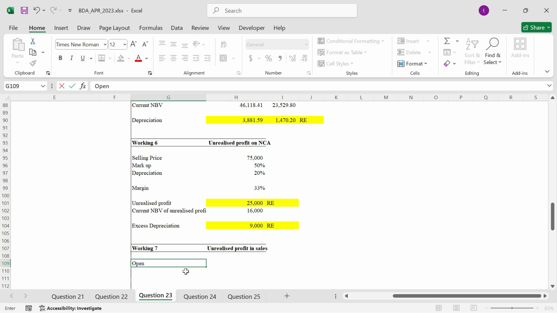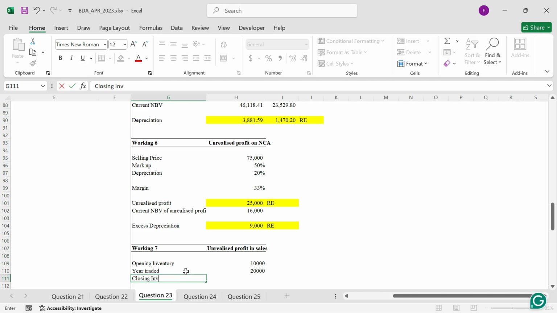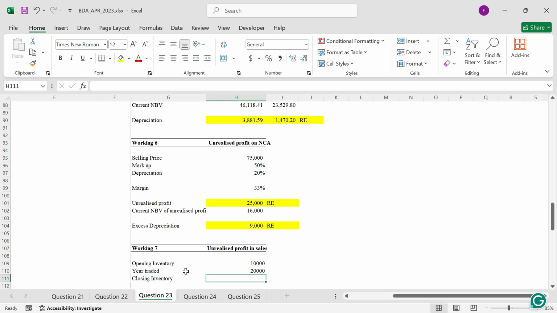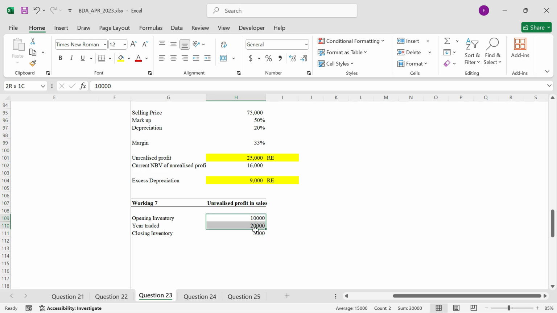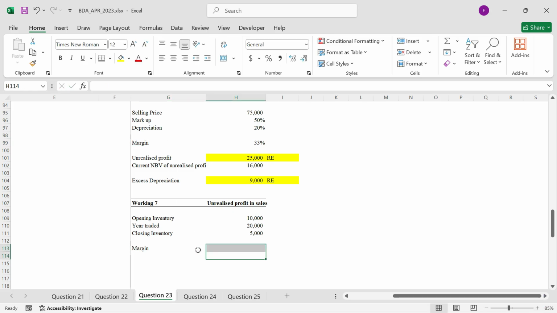I had opening inventory of 10 million. I had year trades. We traded 20 million during the year. So I'm left with a closing inventory of a quarter of those goods, 0.25 multiplied by 20 million. Then I'm told the margin will be the normal margin of 33%.